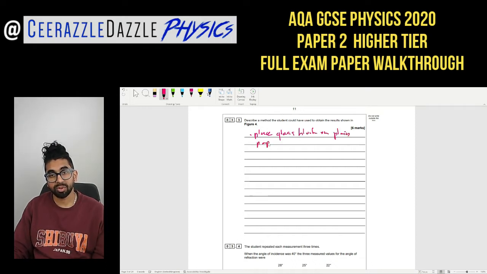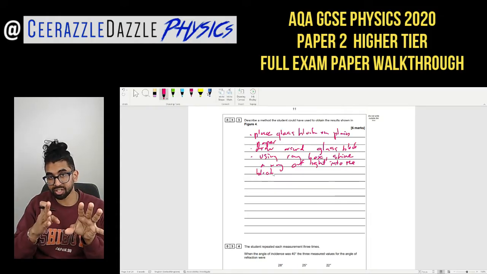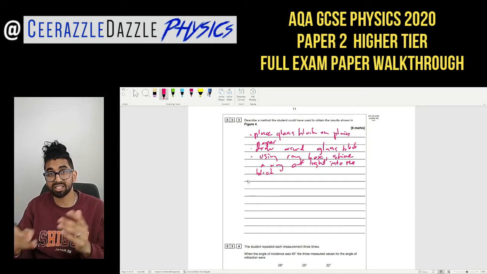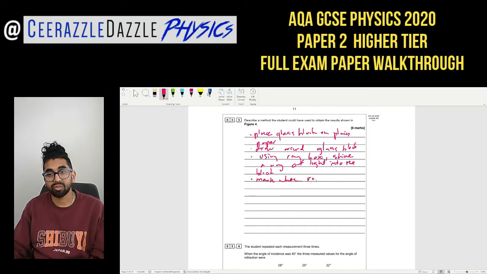And then afterwards, everyone, don't forget you're going to have to draw around the glass block. After you've drawn around the glass block, using the ray box, you're going to shine a ray of light into the block. And don't forget, you're looking at the amount of refraction. The ray of light enters the glass block, refraction takes place, then it comes out. So you're going to mark where the ray enters the block and where it exits.